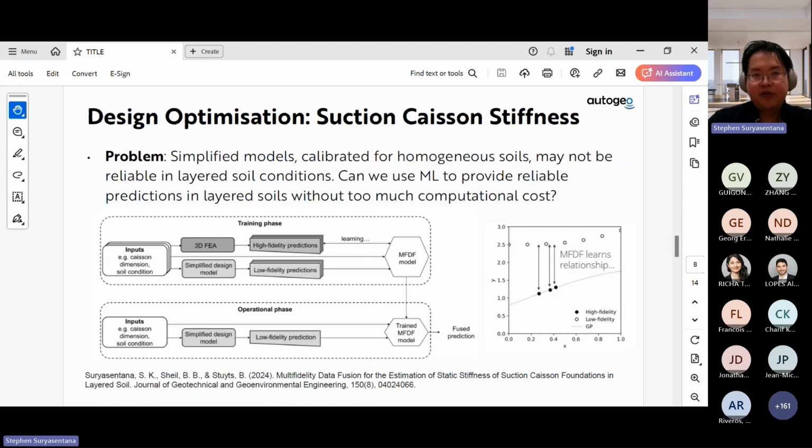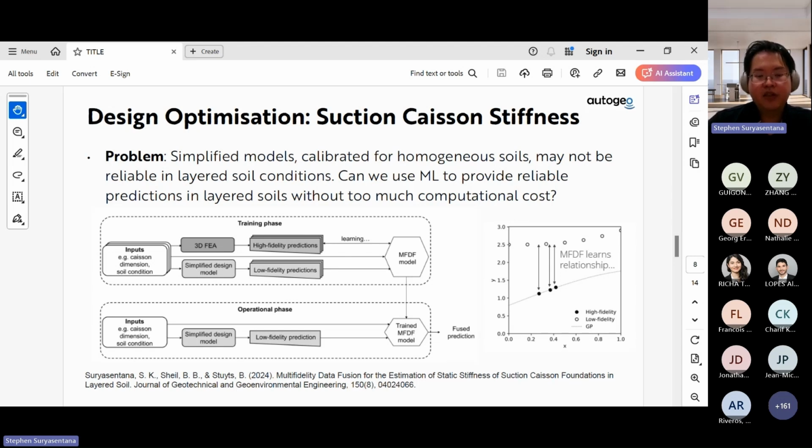So now on to foundation design optimization. Simplified models for foundation design are often calibrated for homogeneous soil conditions, and this limits their reliability when applied to layered soil conditions. And unfortunately, layered soil conditions are commonplace in offshore environments. So the problem here is, can we actually use machine learning to provide reliable predictions in layered soil conditions without too much computational cost?